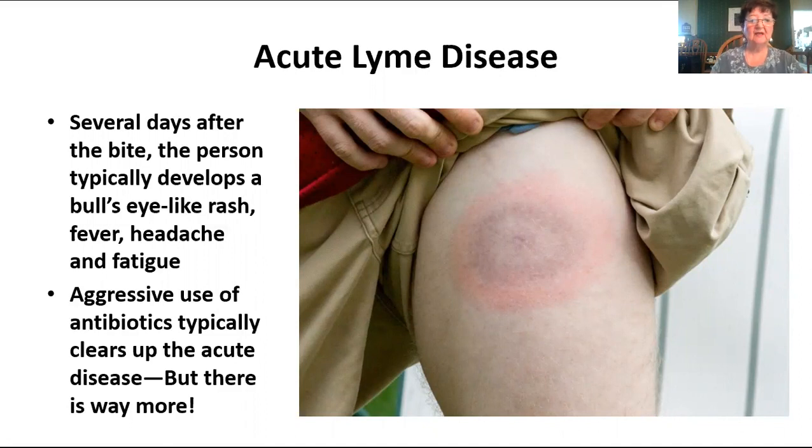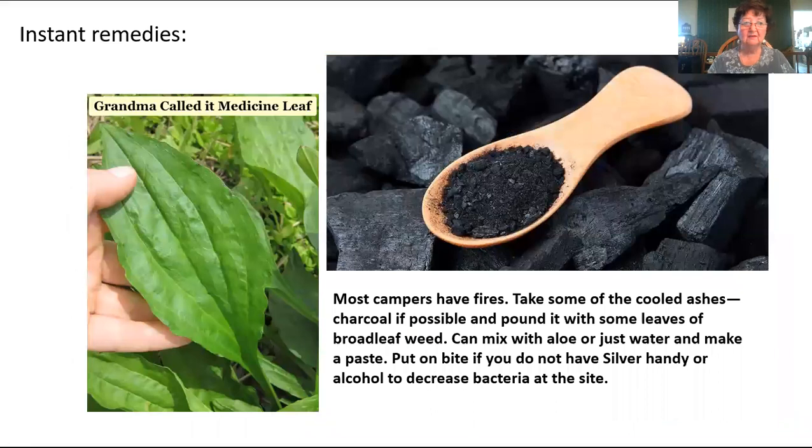Aggressive use of antibiotics typically clears up the acute disease, but there is way more. And because they disrupt the microbiome, these aggressive antibiotics create other concerns. So I have this remedy, this broadleaf that a lot of people try to get rid of out of their lawns, and I harvest it and use it as remedies.